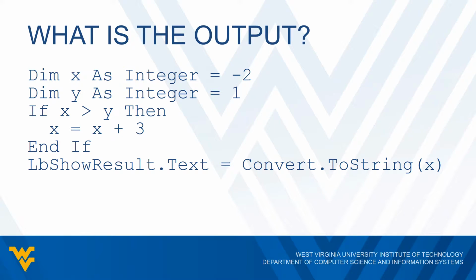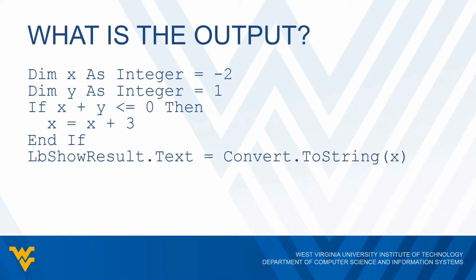In this case, since x is -2 and y is 1, x greater than y is going to be false because -2 is not greater than 1. Therefore, we're going to skip the whole then portion of the if statement, and our output is going to be whatever x is, which is -2, so our output is going to be -2.